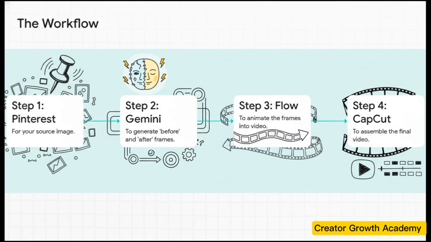So here's the whole lineup. First, you're going to grab an image from Pinterest to get started. Then you'll use an AI like Gemini to cook up the damaged and the restored versions of it. After that, a tool called Flow is going to animate the change between those 2 images. And finally, you stitch the whole thing together in a super simple video editor called CapCut. Yep, that's the entire workflow.